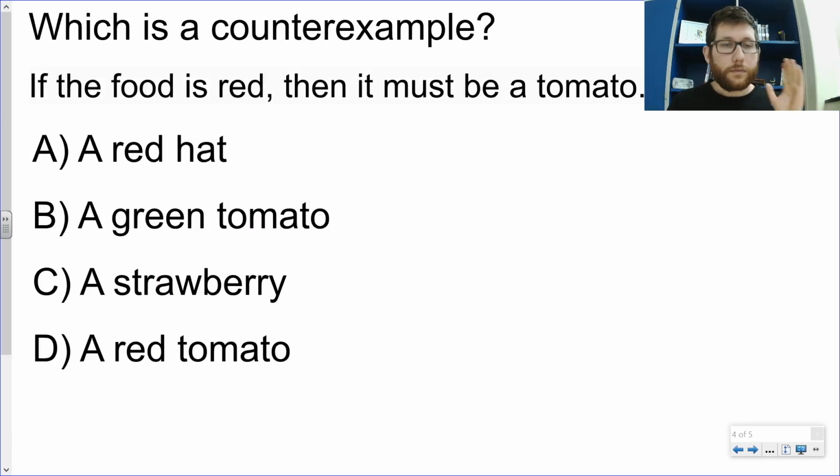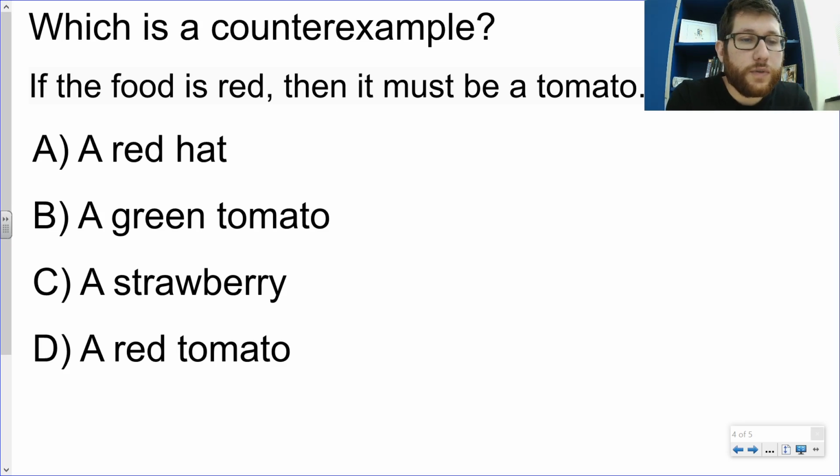Which of these is a counterexample for my conditional statement? Let's start with our conditional statement and see what it says. If the food is red, then it must be a tomato. So if I have some food and it's red, then it must be a tomato. Now let's go through our examples. Remember, we want the hypothesis to be true and the conclusion to be false. I need both of those things, and we'll see why counterexamples work here.